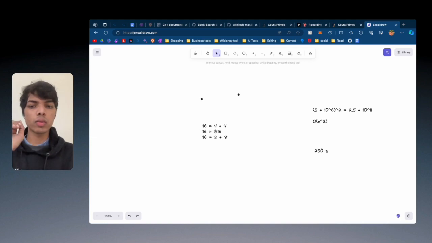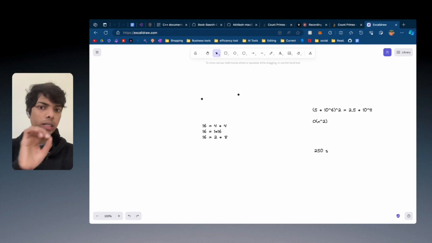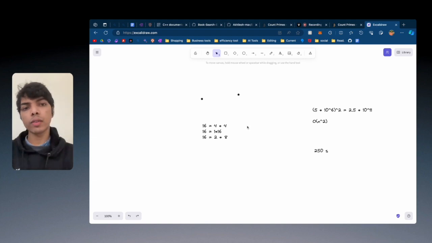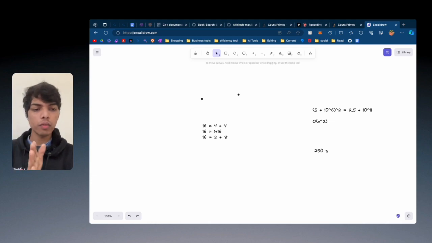Any other factorization, which could be 1 into 16 or 2 into 16, one thing we can observe is that one factor is less than the square root and one factor is greater than the square root, which means that if the number is not a prime number, then there will be a factor which either would be equal to the square root of that number or would be less than that.